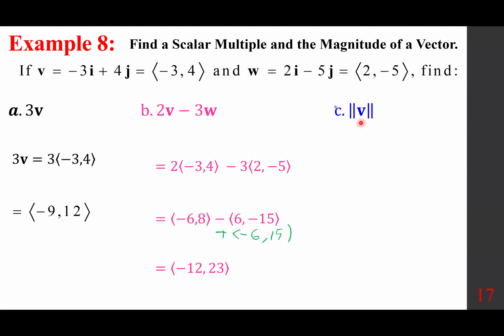What is the magnitude of V? Square root of A squared plus B squared. So negative 3 quantity squared plus 4 squared, 9 plus 16 is 25, which comes out as 5. We know that already.